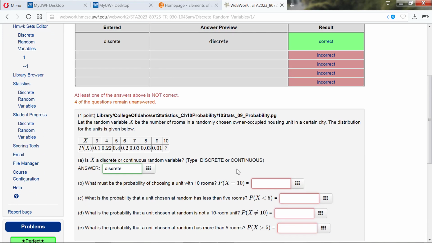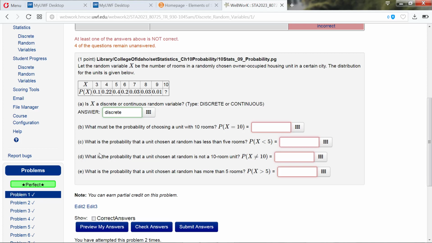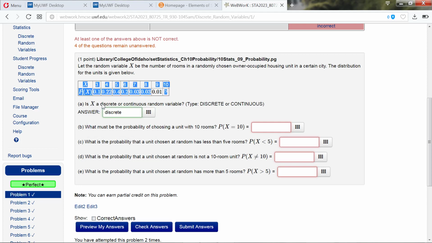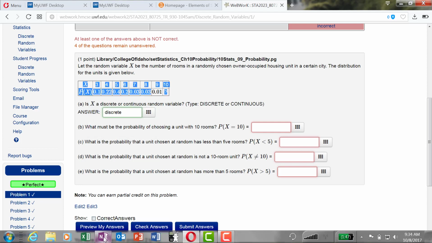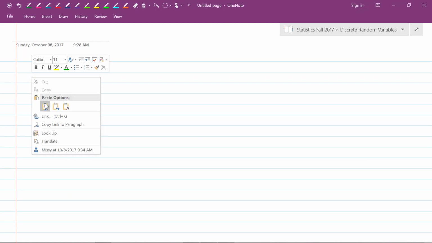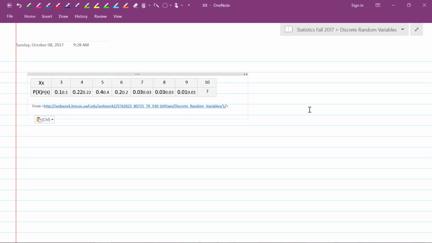Alrighty, so let's move on to the next question. It says, what must the probability of choosing a unit with 10 rooms be? Let me see if I can copy this over to where I'm going to be working. Yeah, there we go. So now we have our information.